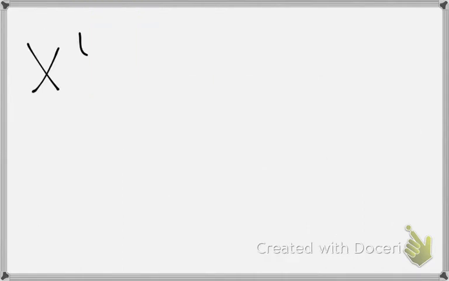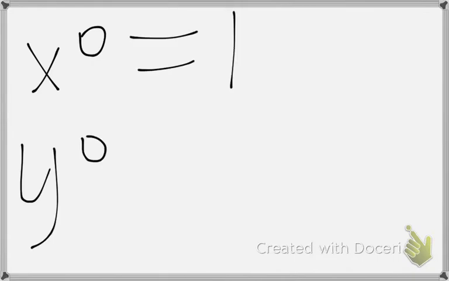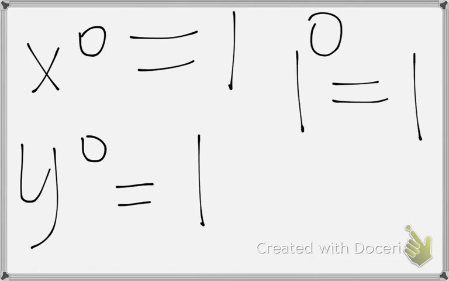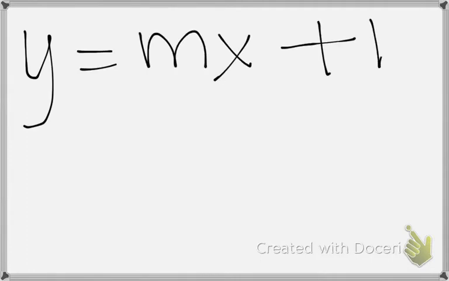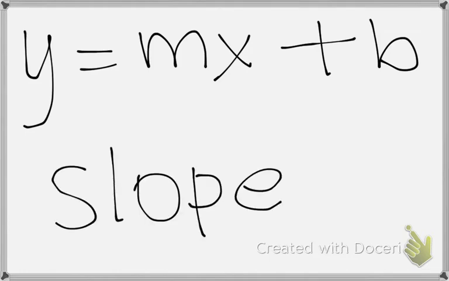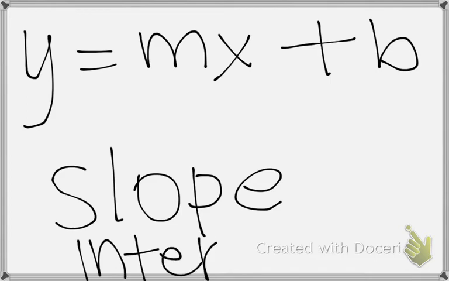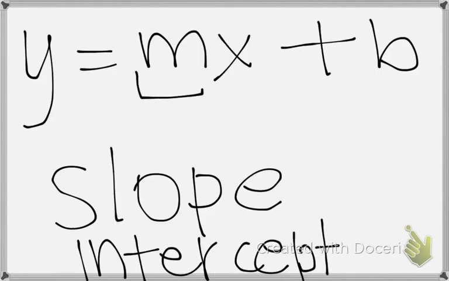And if you're confused, x to the power 0 and y to the power 0 give the same number. x to the power 0 is 1, y to the power 0 is 1. Anything raised to the power 0 will always be 1. Now, I showed you this equation, y is equal to mx plus b. This is called the slope-intercept form. In here, your m is the slope, and b is the y-intercept.